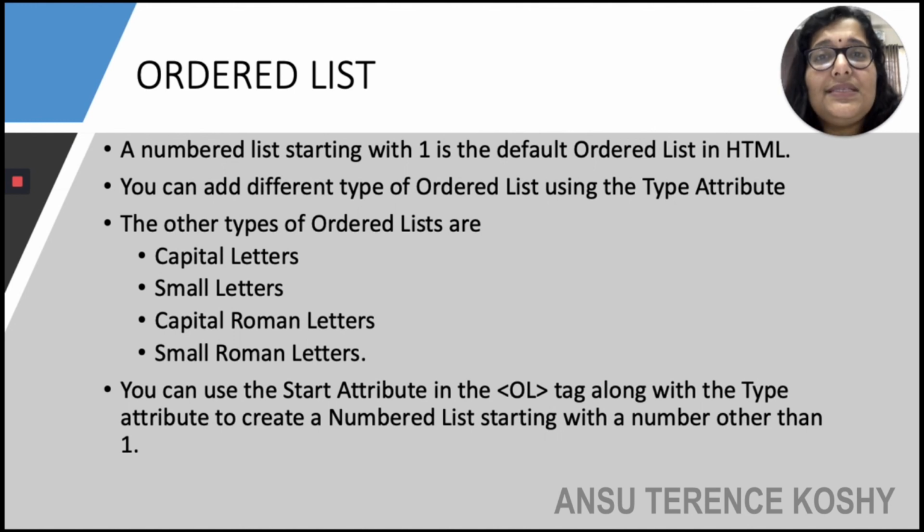You can use the start attribute in the OL tag along with the type attribute to create a numbered list starting with a number other than 1. That is, if you use the start attribute along with the OL tag, you can start with a number other than 1 in the beginning of the list. That also I will show you in the video.